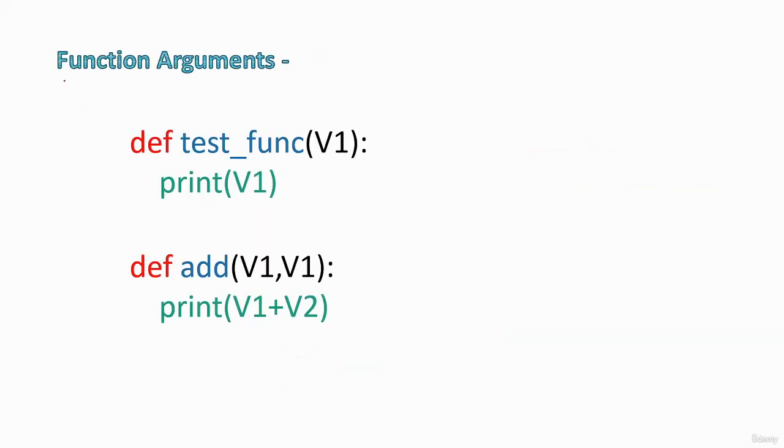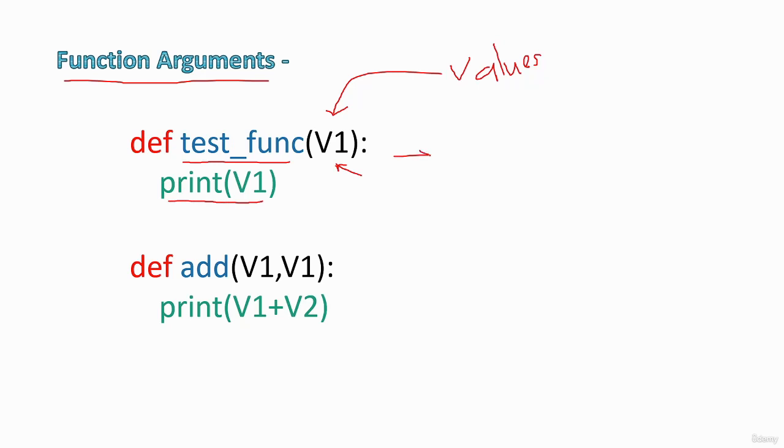Now let us take a look at function arguments. Arguments are values which can be passed into functions. In this example, I am creating a function called testfunc. Then I am passing an argument called v1. Then within the function there is a command called print v1. Now let us take a look at what will happen when running this function.